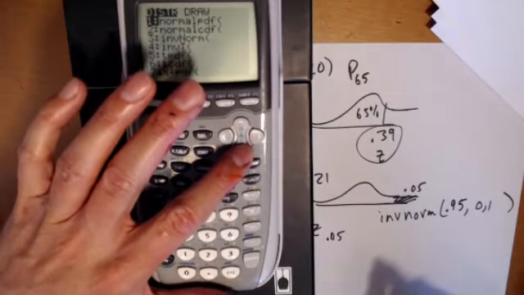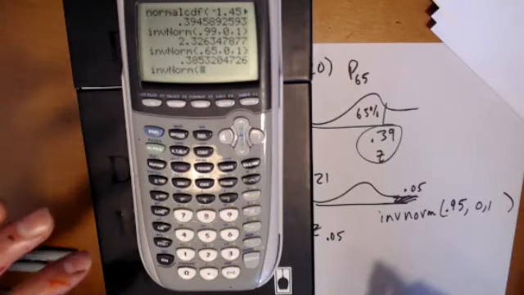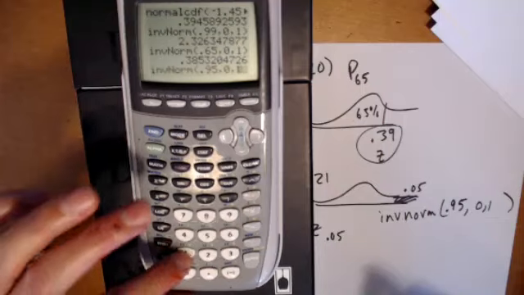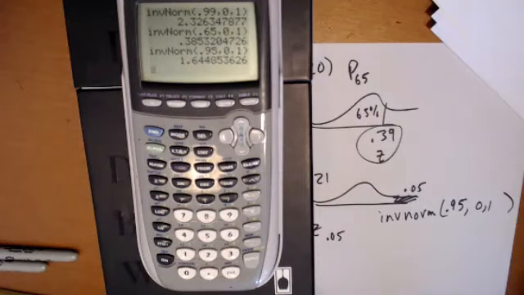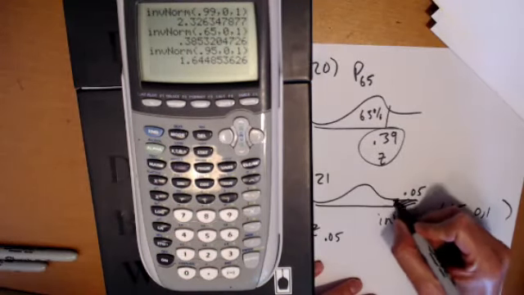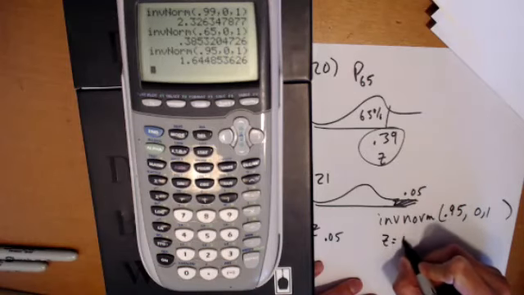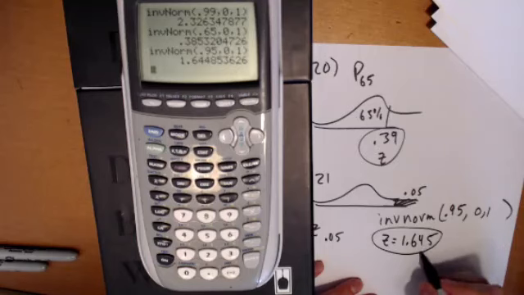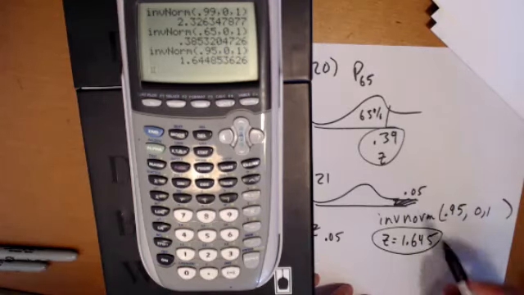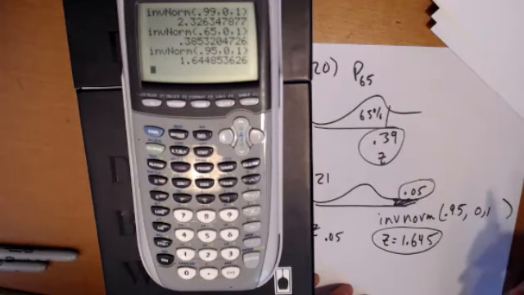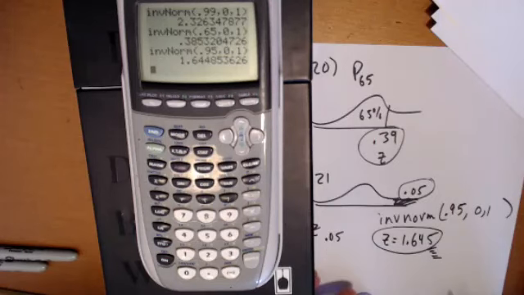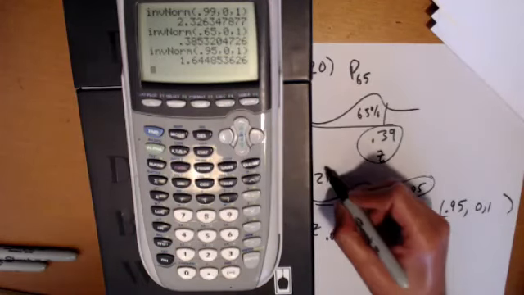Okay, so distribution, inverse norm, 0.95, comma, 0, comma, 1. Enter. So this location right here is at z equals 1.645. Well, why did you go 3 places that time? You went 2 there. Ugh, I know, confusing. Turns out 5% on the left or right tail is really popular, so we go that extra third place. I know, confusing.